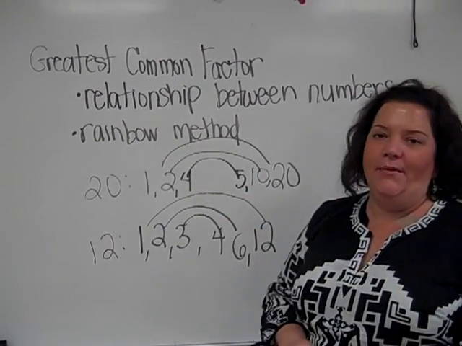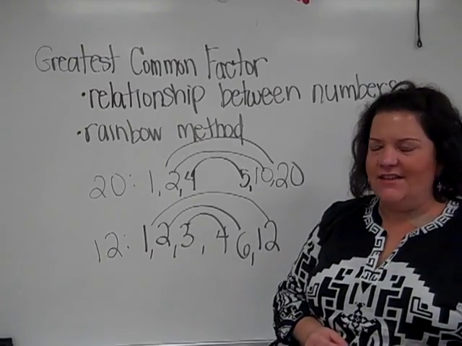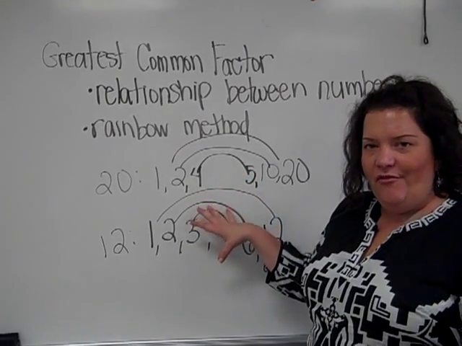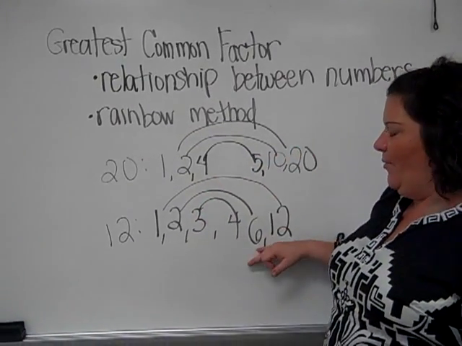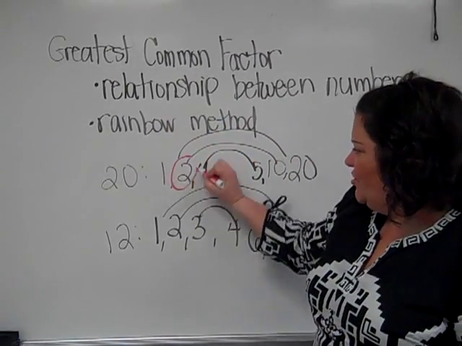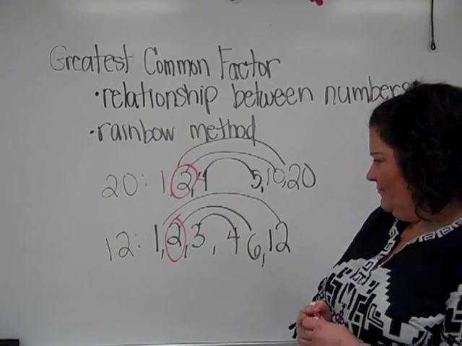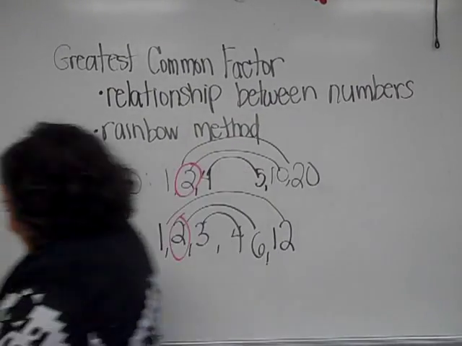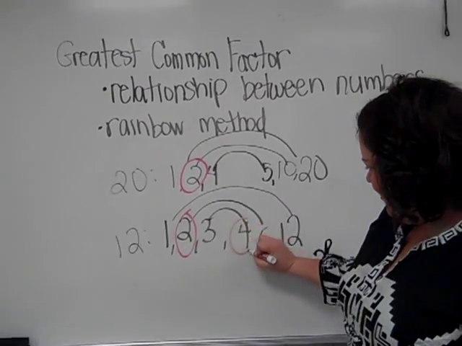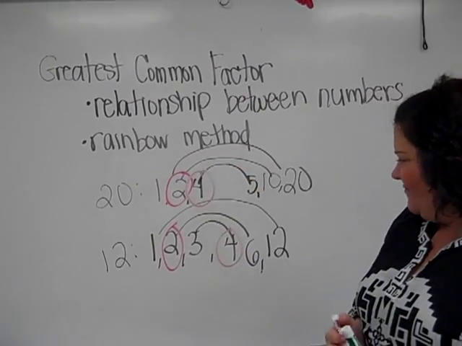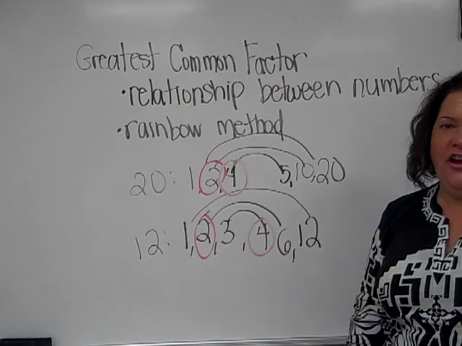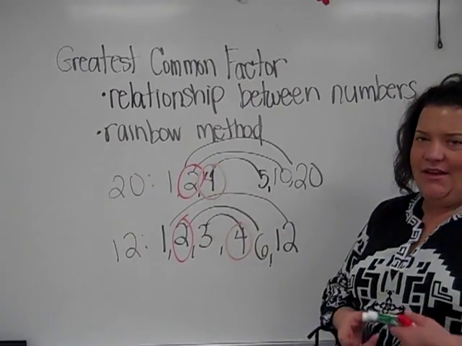So after you make your rainbows of each of the products, you have to find the common factors in both rainbows. I see a 2. I also see a 4 that they have in common. And I don't see any other factors that they both have in common.